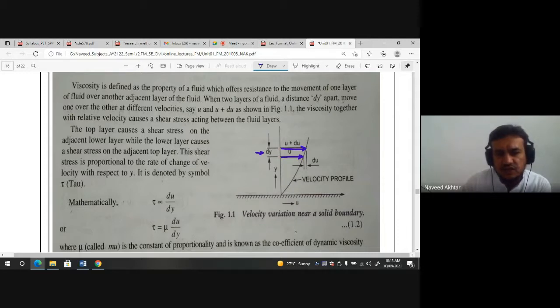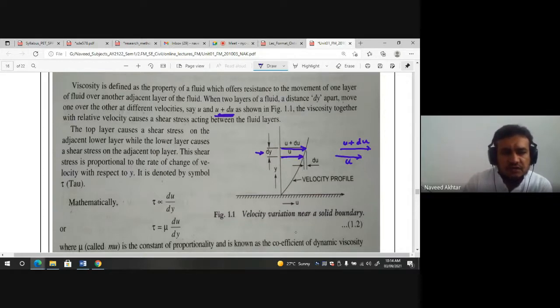Say the velocity of the lower layer is u, and the velocity of the upper layer is u plus du. That is the difference. As shown in the figure, the velocity of the upper layer is higher than the velocity of the lower layer. The viscosity together with the relative velocity causes a shear stress. So this will cause the shear stress on the movement of the two layers, because the viscosity tries to slow down the speed or movement of the liquid.